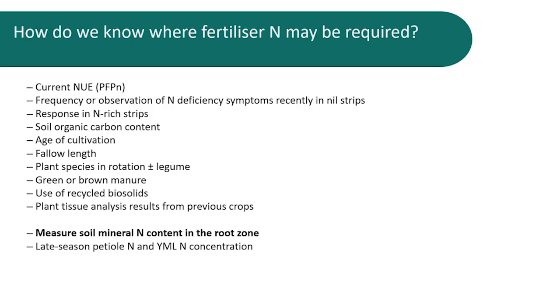So how do we know where fertiliser might be required? Look, I've put a list there of a lot of things that you can take into account in the absence of measuring something. But the three things that are important in understanding where it might be required is the rotation history, the soil organic carbon content, and rainfall in fallow, and also measuring the soil mineral N content in the root zone. All those three things will head you towards understanding just how much you may have in the soil, and it'll help you sort out just what to do moving forward.